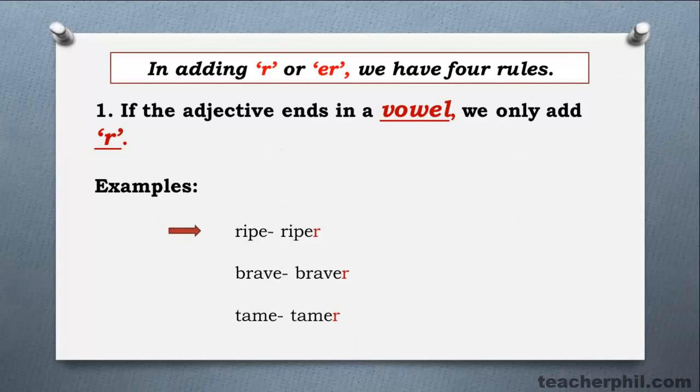Examples: ripe, riper; brave, braver; tame, tamer. The words ripe, brave, and tame end in the vowel E, so what we need to do is only add R to change it into comparative form.